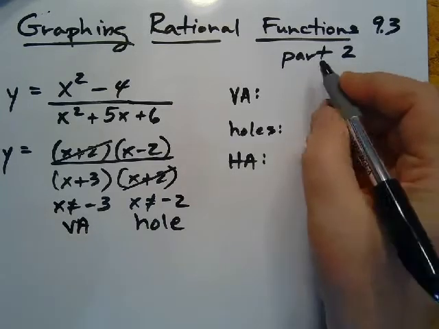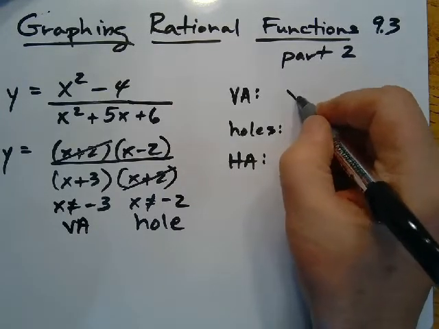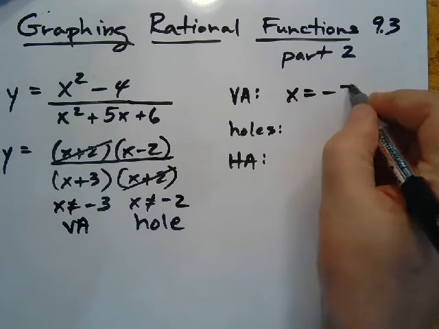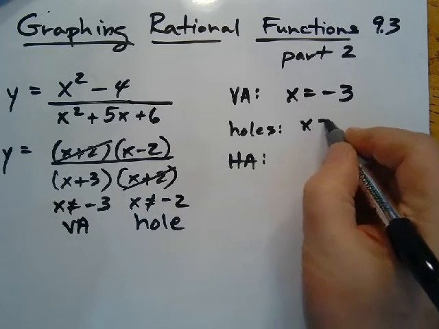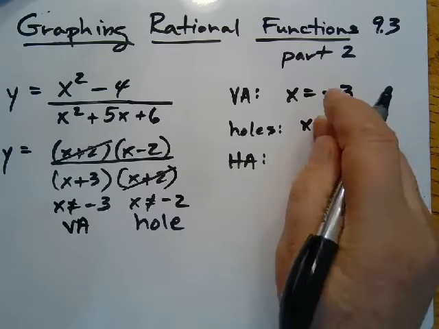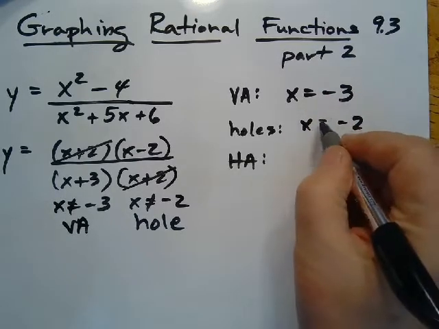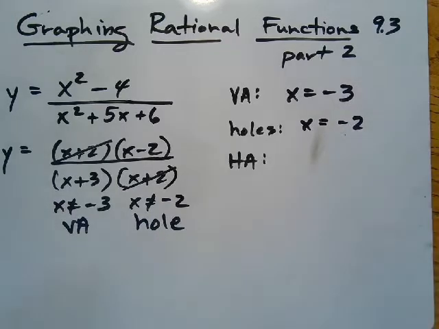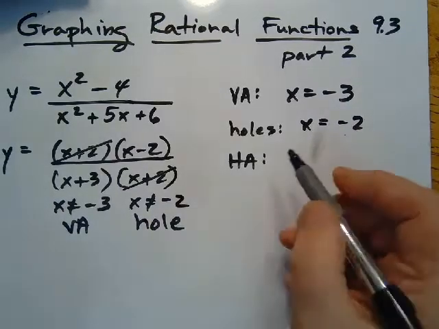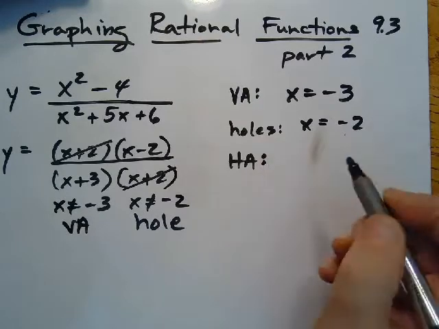So let's go up here and write those in. The vertical asymptote is at x equals negative 3, and the hole is at x equals negative 2. And we'll draw those on our picture. Your graph, by the way, on the calculator will not be able to graph either of these unless we do some special work. Now, horizontal asymptote.